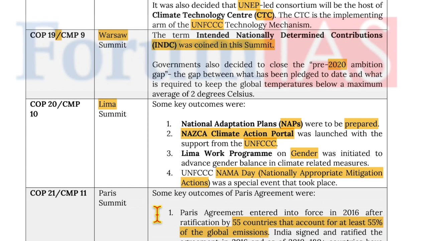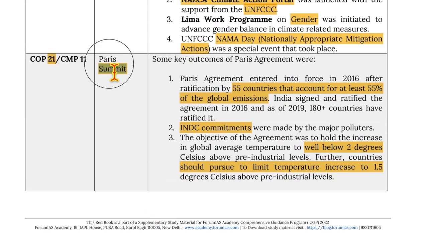Now, some outcomes of the Paris Agreement, which was COP21. This is very important. All the COPs from the Paris Summit onwards become very important. Now, some of the key agreements of the Paris Agreement were: the Paris Agreement entered into force in 2016 after the ratification by 55 countries that account for at least 55% of the global emissions. India signed and ratified the agreement in 2016, and as of 2019, 180 plus countries have ratified it.